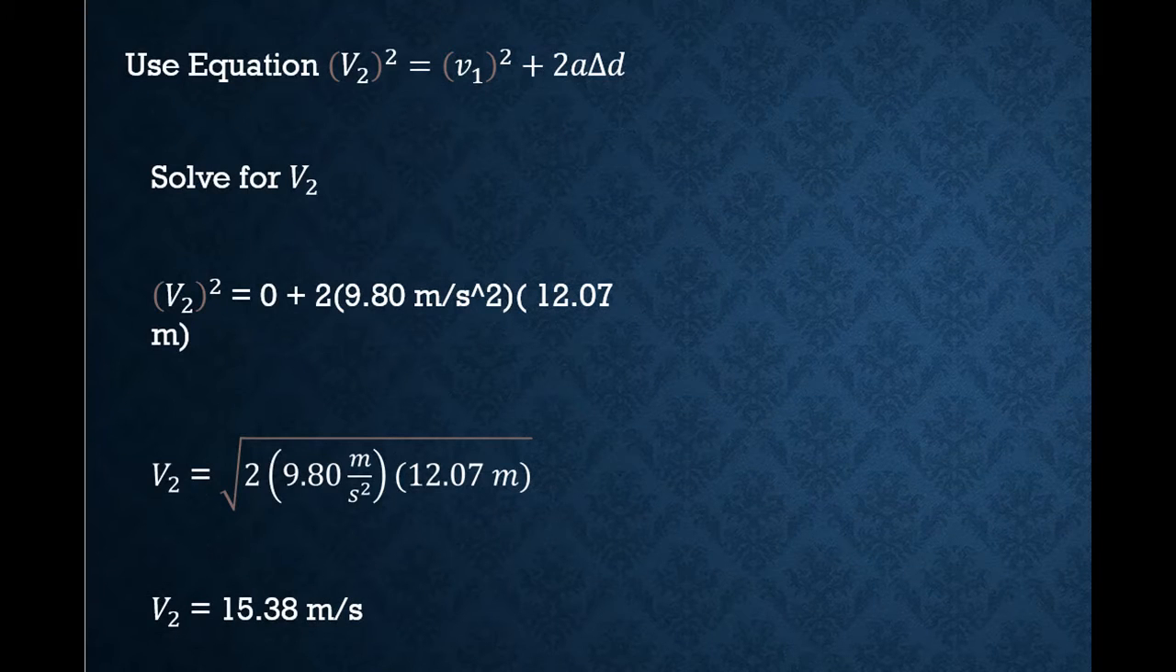In order to find the final velocity, we will be using the equation v2 squared equals v1 squared plus 2a delta d, and we're going to try to solve for v2. So substitute all your values into this equation, so it becomes v2 squared equals 0 plus 2 times 9.8 meters per second squared times 12.07. Then you're going to get rid of the square on the left side by square rooting the right side. You will then get the v2 of 15.38 meters per second.